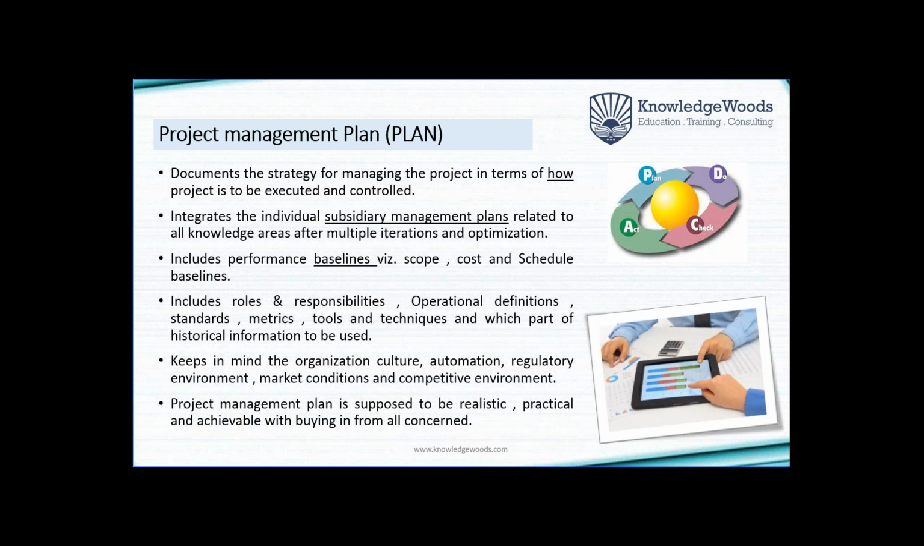As per the project charter, you need to make a detailed project management plan. Detailed, right? This is not going to be a 2 to 3 page document. So this is the P part of the PDCA. It documents a strategy for managing the project in terms of the how part. See, the how is underlined. How the project is going to be executed, controlled, as well as closed. So how the project is going to be implemented in terms of execution, monitoring and control, and closing.